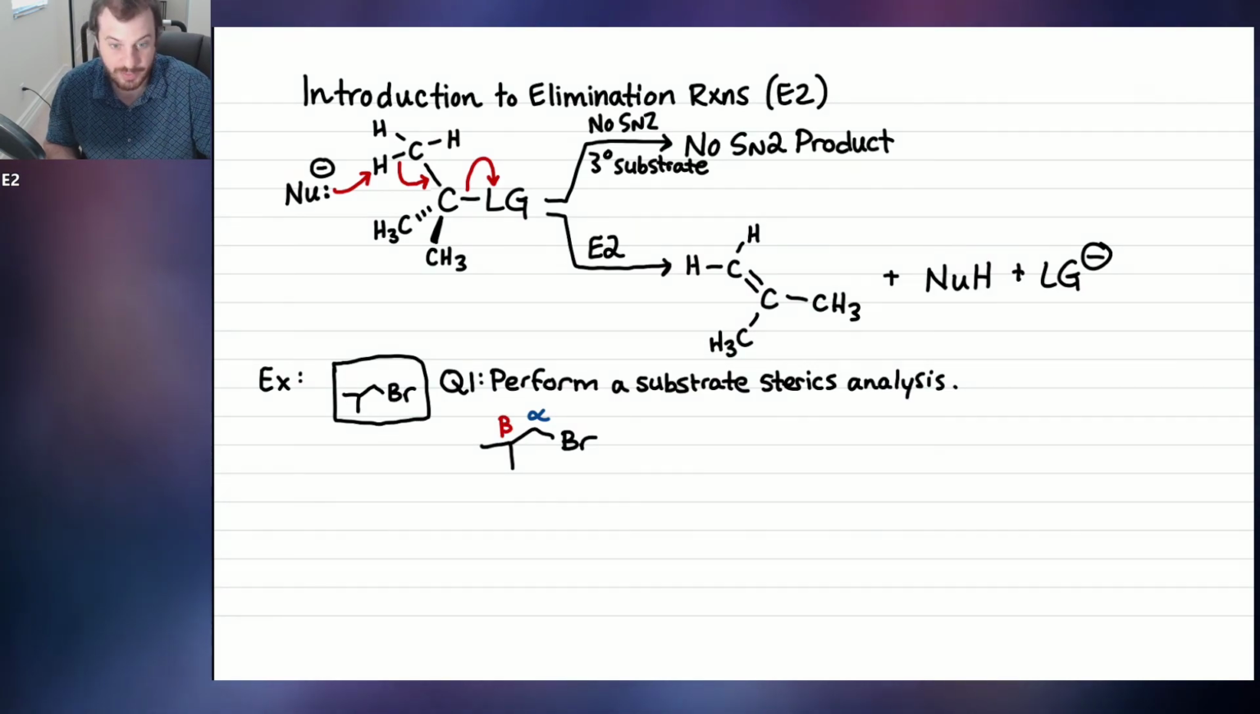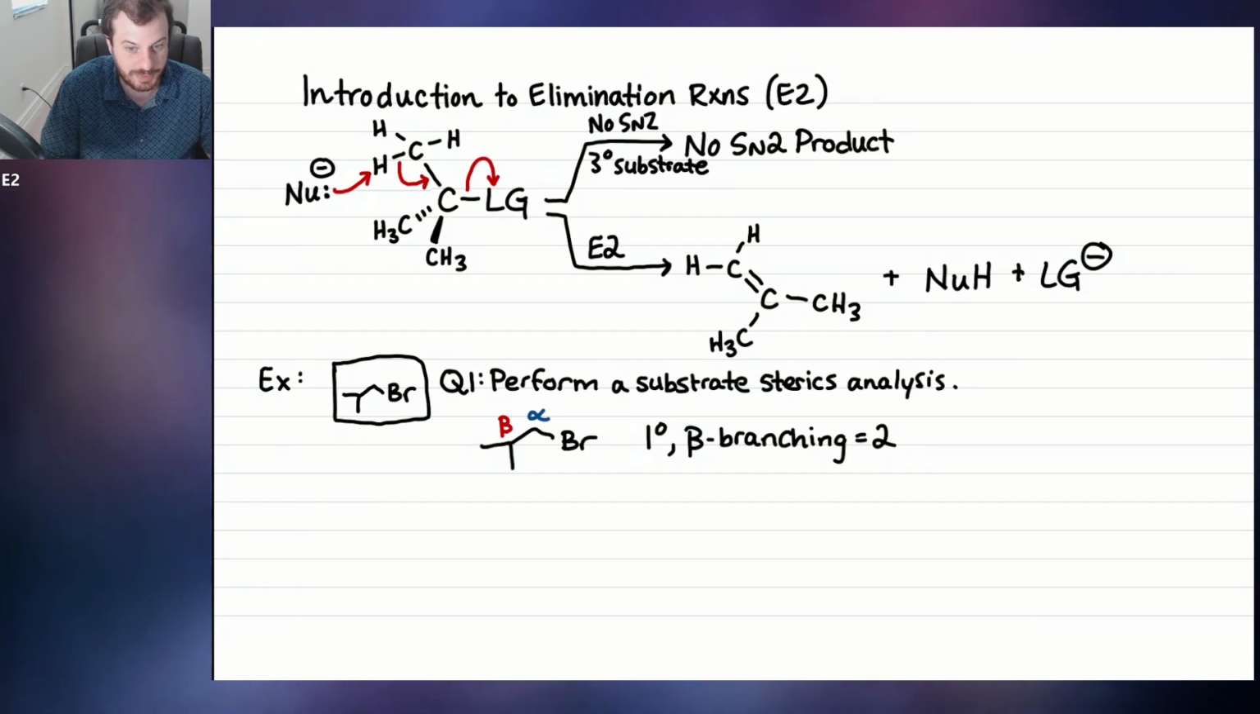All right, so since we have 1 beta carbon, that means the degree of substitution is primary. And then looking at the beta carbon, how many carbons are attached other than alpha? 2. So the beta branching equals 2. Okay, that's all I mean by perform a substrate sterics analysis. We're done. The substitution is primary, and the beta branching is 2. Okay, that's an easy question. That's a softball question. Let me give you the harder question, which is question 2.